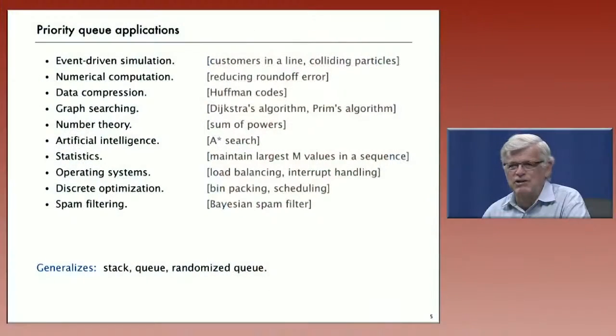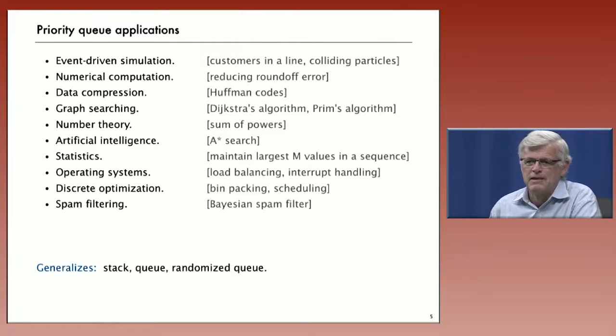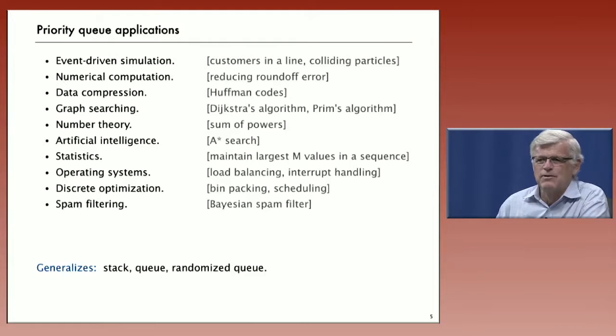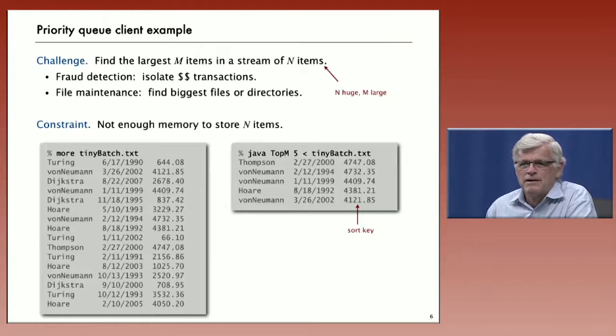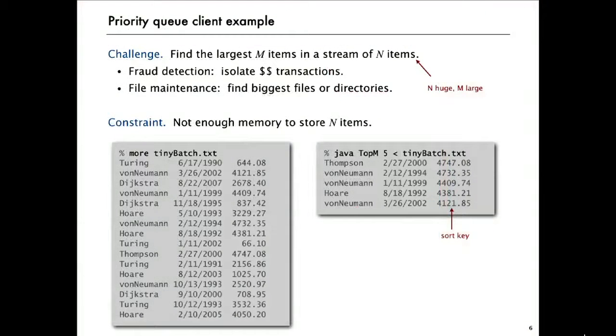that we'll be looking at in many, many different applications. Today we're going to talk about event-driven simulation, which is an interesting idea that is based on priority queues, but it's also used in numerical computation, and we'll see in algorithms for data compression and graph searching that it's useful, and in many other applications in computer science and in scientific computing. It generalizes the stack and the queue and gives us a data structure that we can use to effectively design algorithms of all sorts.